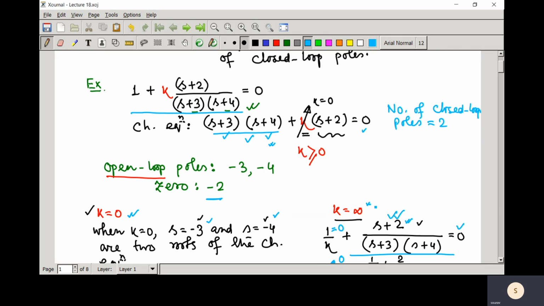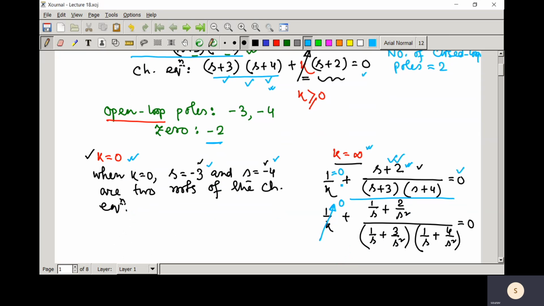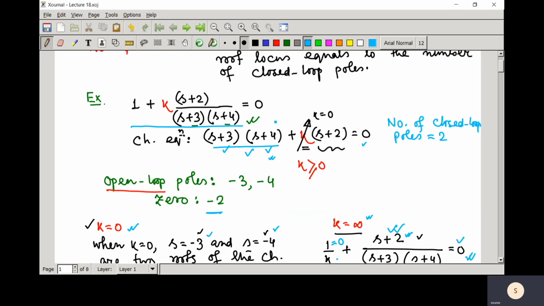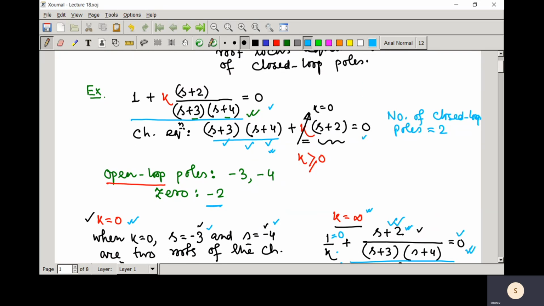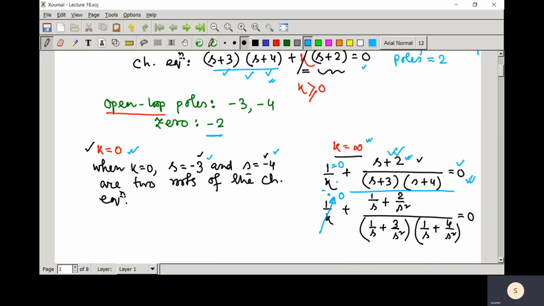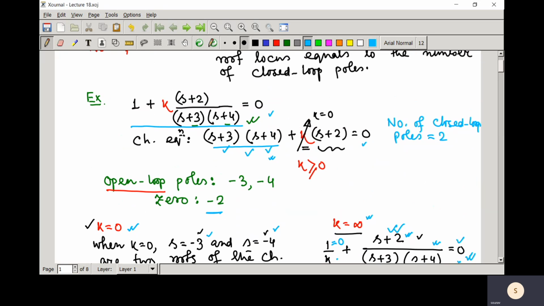Now when K tends to infinity, we have seen that this term, just rewriting this characteristic equation, the first term is coming equal to 0 and this term should be equal to 0, so that this particular equation would be satisfied. So now when K tends to infinity, at s equal to minus 2, this characteristic equation is satisfied. And what is that minus 2? That minus 2 is the open loop zero.